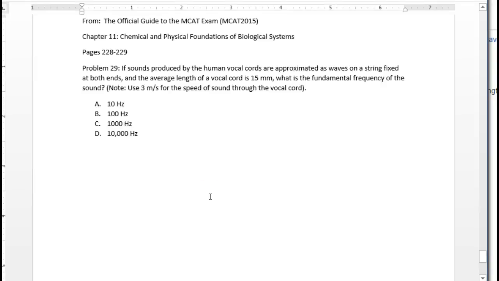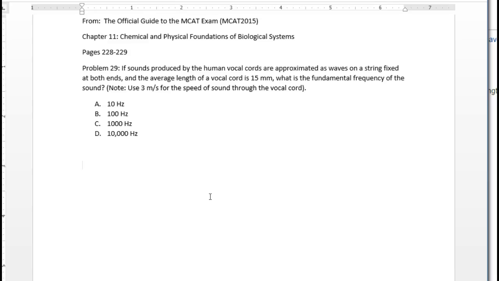Problem 29 is a follow-up problem on vocal cords, and the question is, if your vocal cords are approximated by a string 15 millimeters long, what is the fundamental frequency of the sound they make? And that's assuming that the speed of sound in your vocal cords is 3 meters per second. So how do you go about solving this problem?